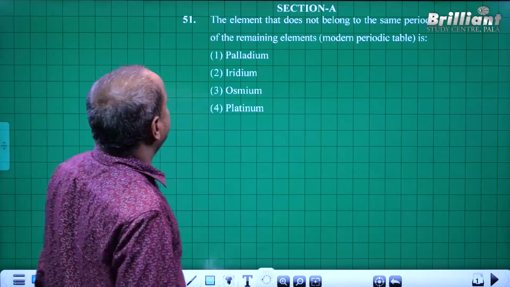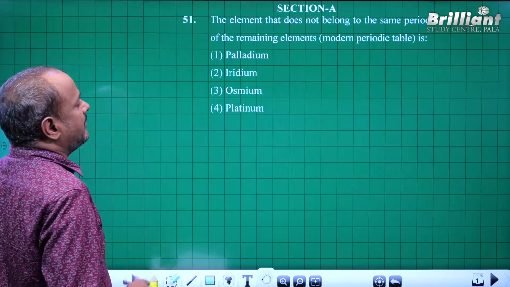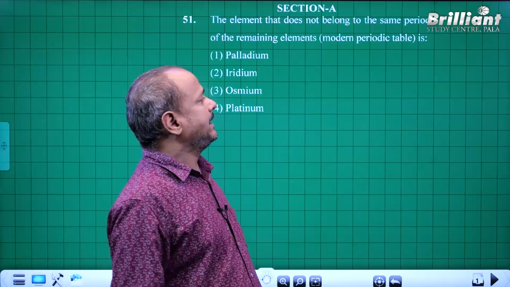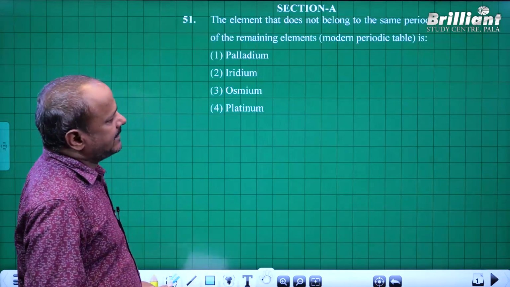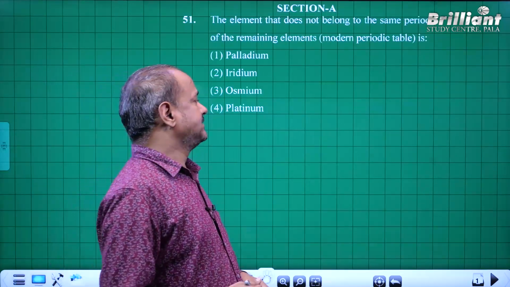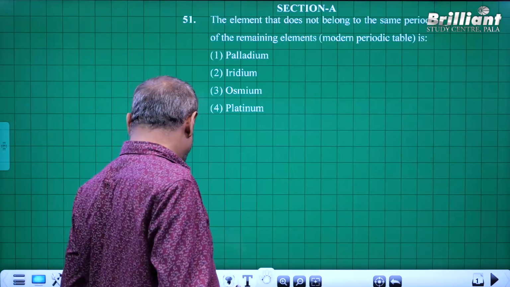Good morning. So let us start question number 51. The element that does not belong to the same period as the remaining elements of the modern periodic table. That means the d-block chemistry, it is a d-block element.